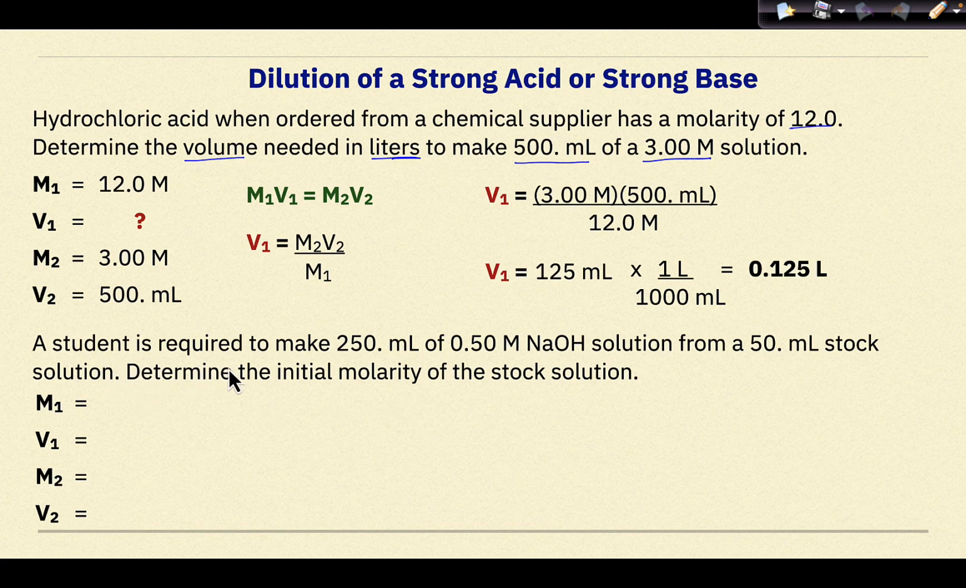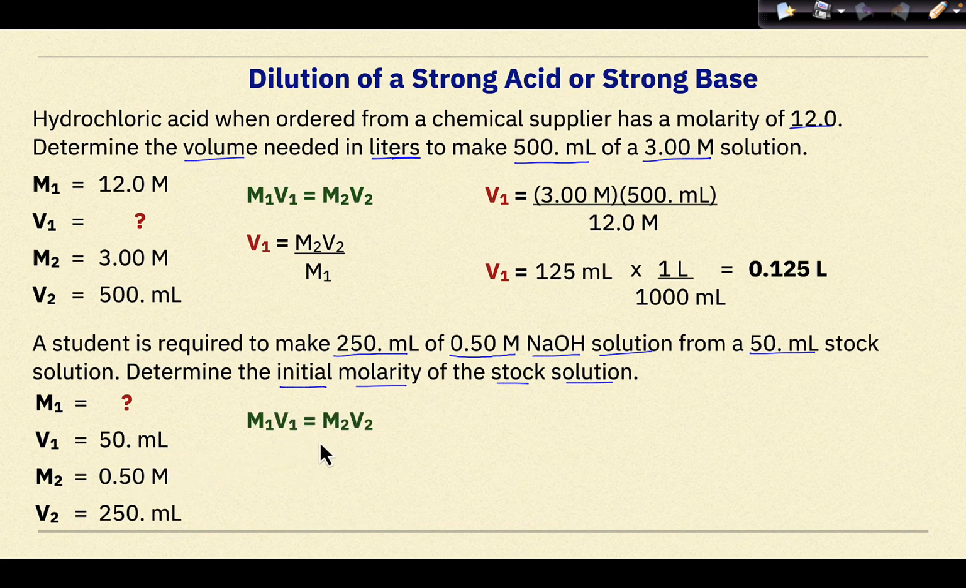A student is required to make 250 milliliters of a 0.50 molar NaOH solution from a 50 milliliter stock solution. Determine the initial molarity of the stock solution. So our unknown variable is going to be our initial molarity. The final volume needs to be 250 milliliters at a molarity of 0.50 molar. A 50 milliliter stock solution is provided as the initial volume.